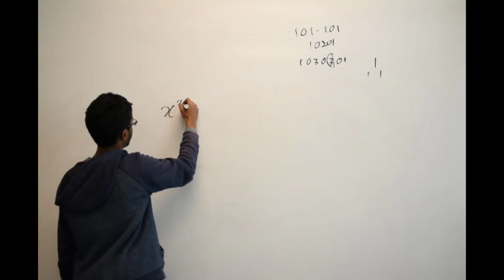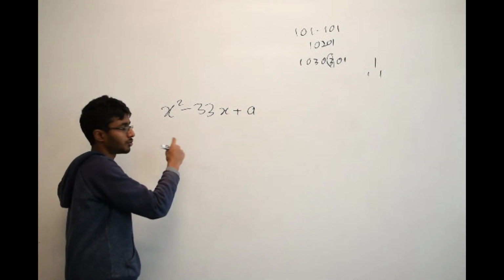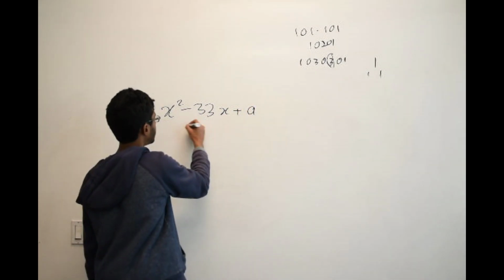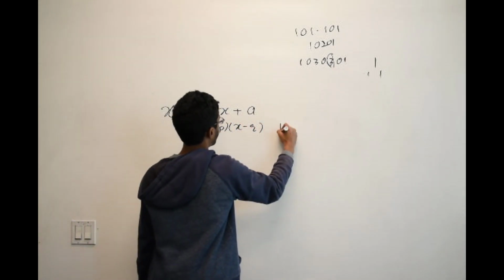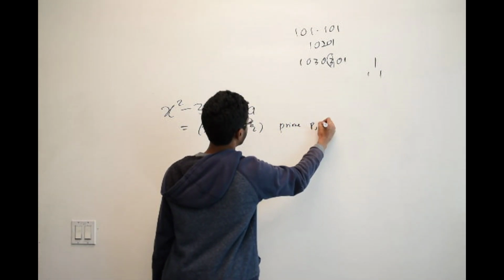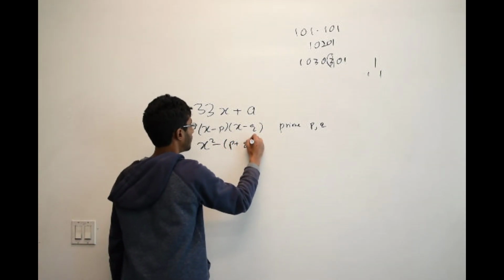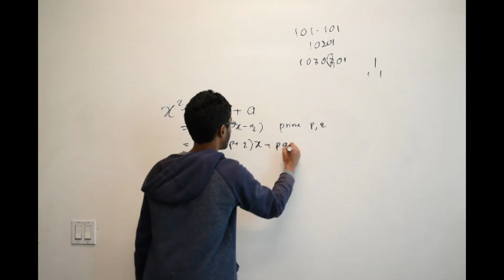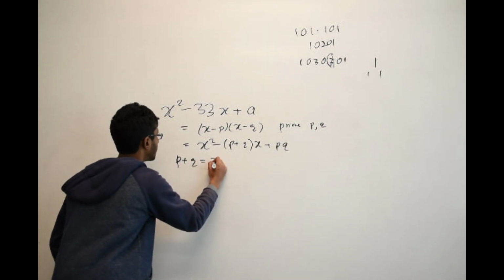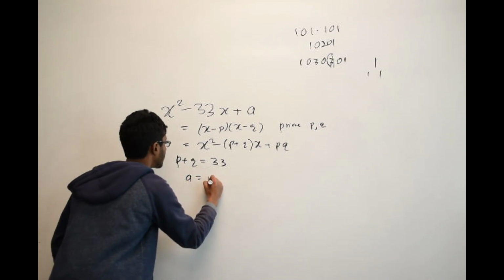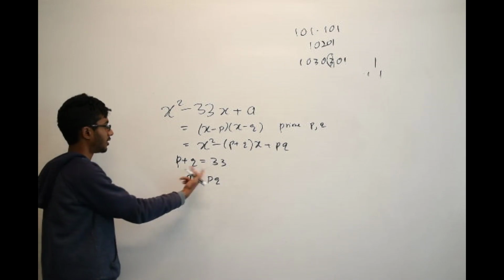Quadratic x squared minus 33x plus a. We're given that its roots are both prime numbers. So let's say this is equal to (x minus p)(x minus q) for primes p and q. When we expand this, we get x squared minus (p plus q)x plus pq. If we equate coefficients, we get that p plus q equals 33, and that a equals pq. So basically this amounts to finding two prime numbers that sum to 33.